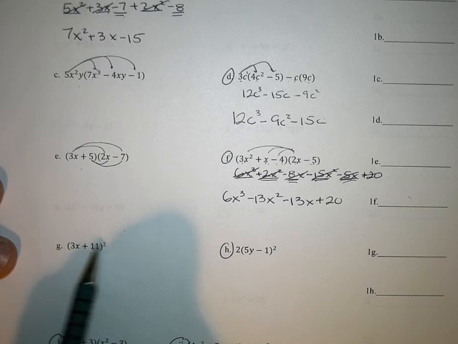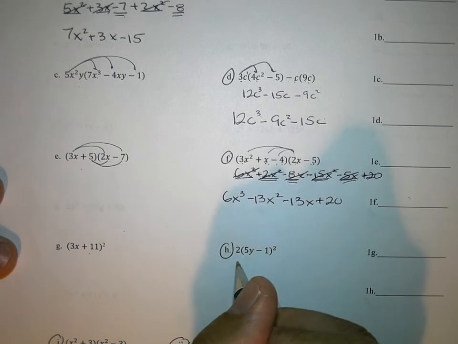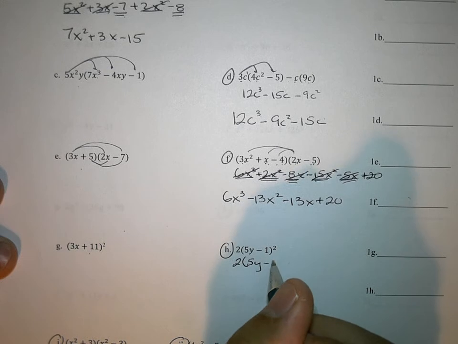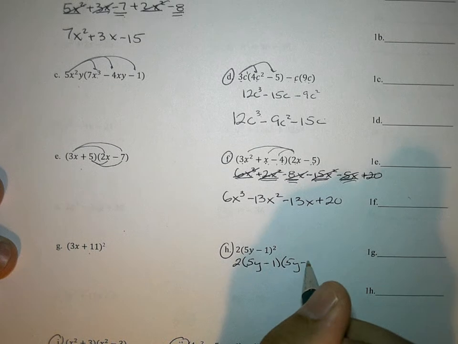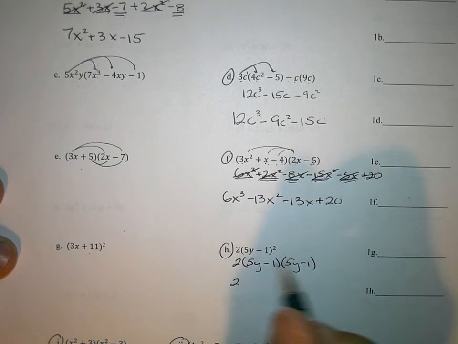Remember, we don't call this 9x squared plus 121. You have to rewrite this like I'll do here. So the 2 I'm going to leave till the end. 5y minus 1 squared means 5y minus 1 times 5y minus 1. Now I'll FOIL. Again, I'm going to leave that 2 to the very end.